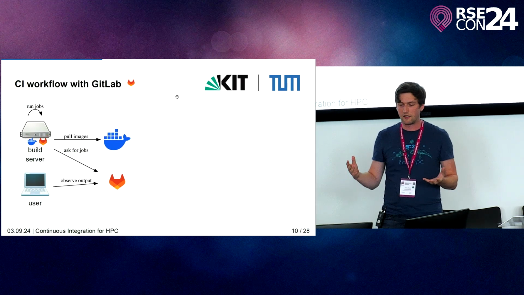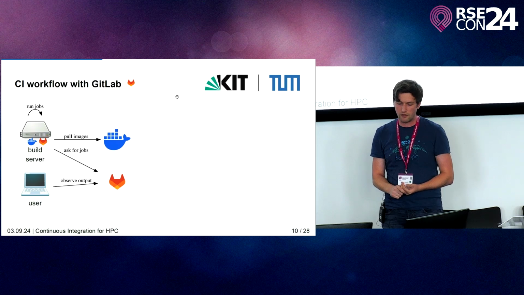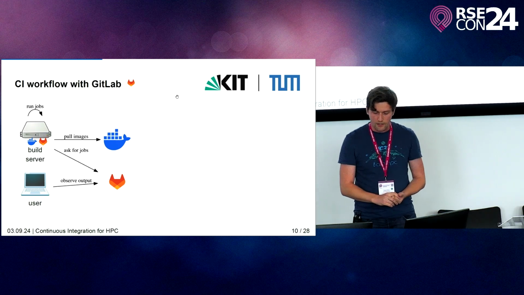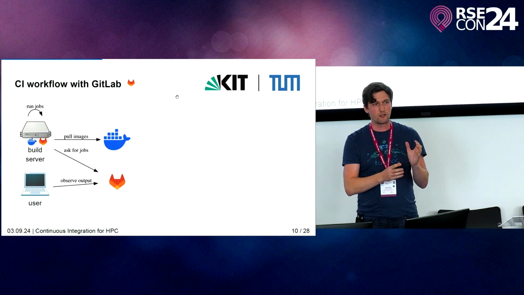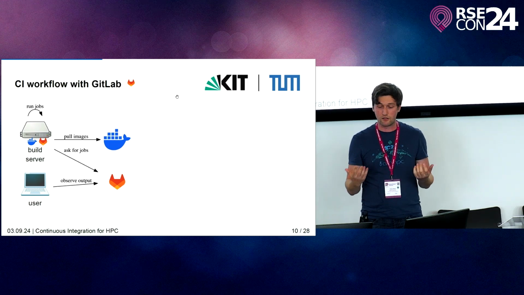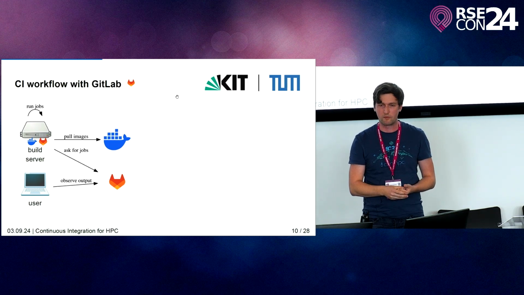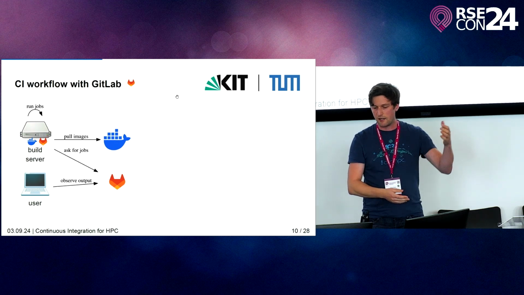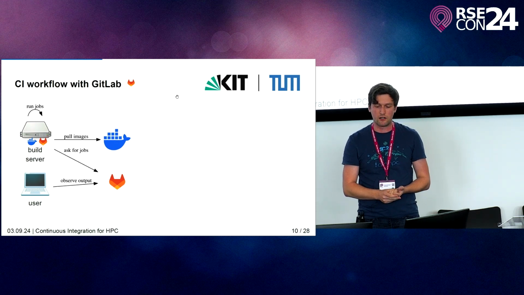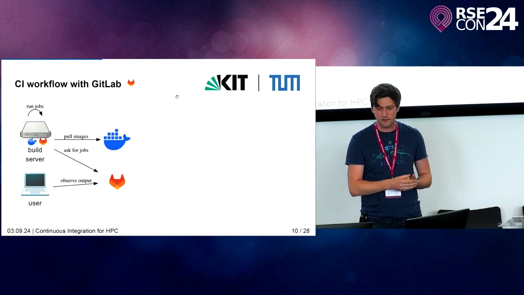So how does such a CI workflow look if we're looking at GitLab? We have a build server where a persistent service is running all the time and checking repeatedly for new jobs. Every few seconds, it asks the GitLab API if there are any available jobs to be run for this runner.